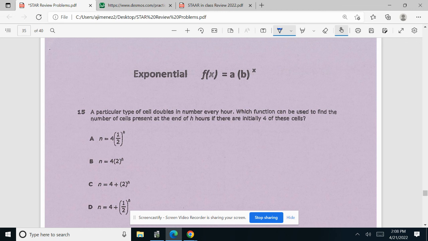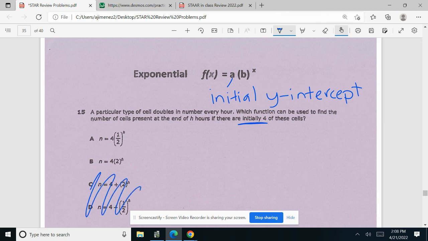All right, it says a particular cell doubles in every hour. Which function can be used to find the number of cells at the end of each hour if there are initially 4 of these cells? All right, A is your initial amount, your y-intercept. So you always want to do that one first. Whatever they tell me they started with, that better be in the beginning. So initially 4, I need to look for the one that has 4. The formula says multiplication because that's what parentheses mean. So I crossed that out.